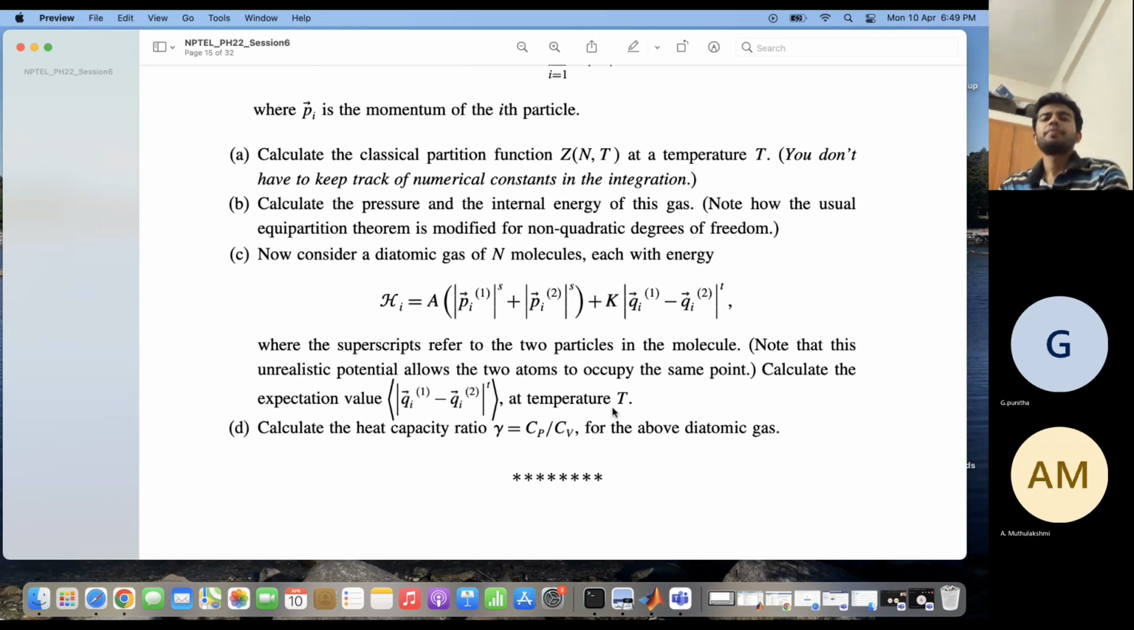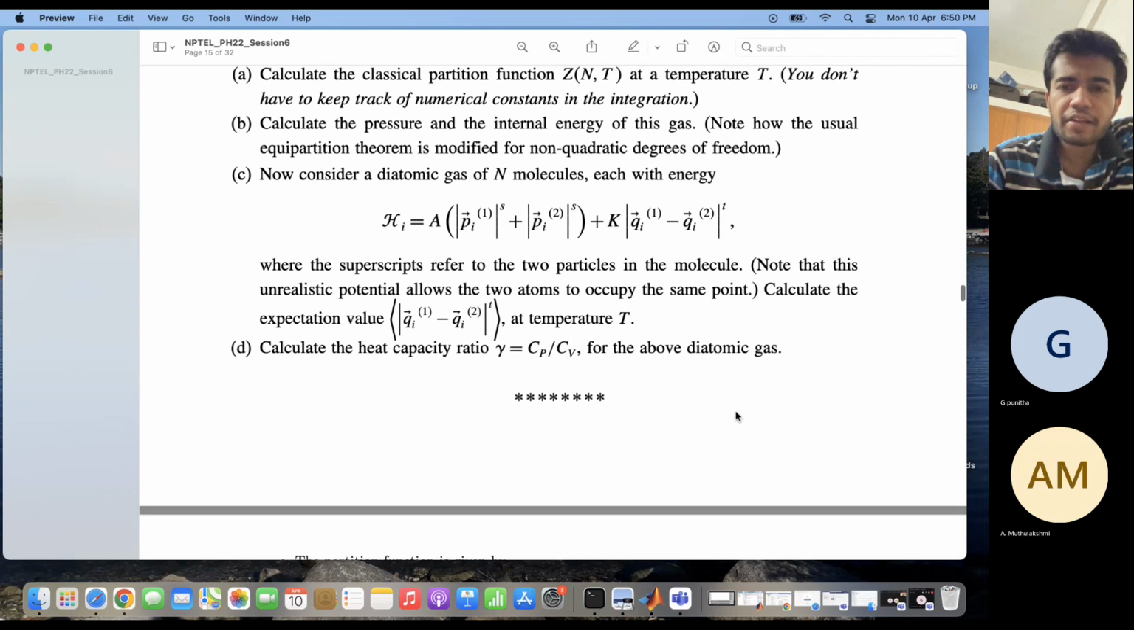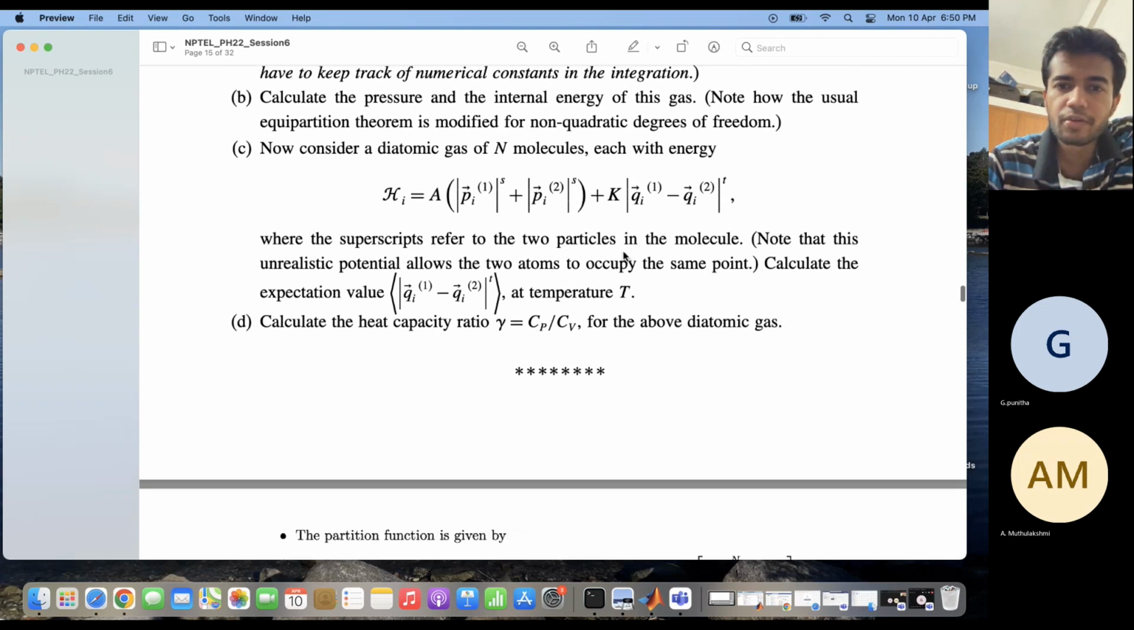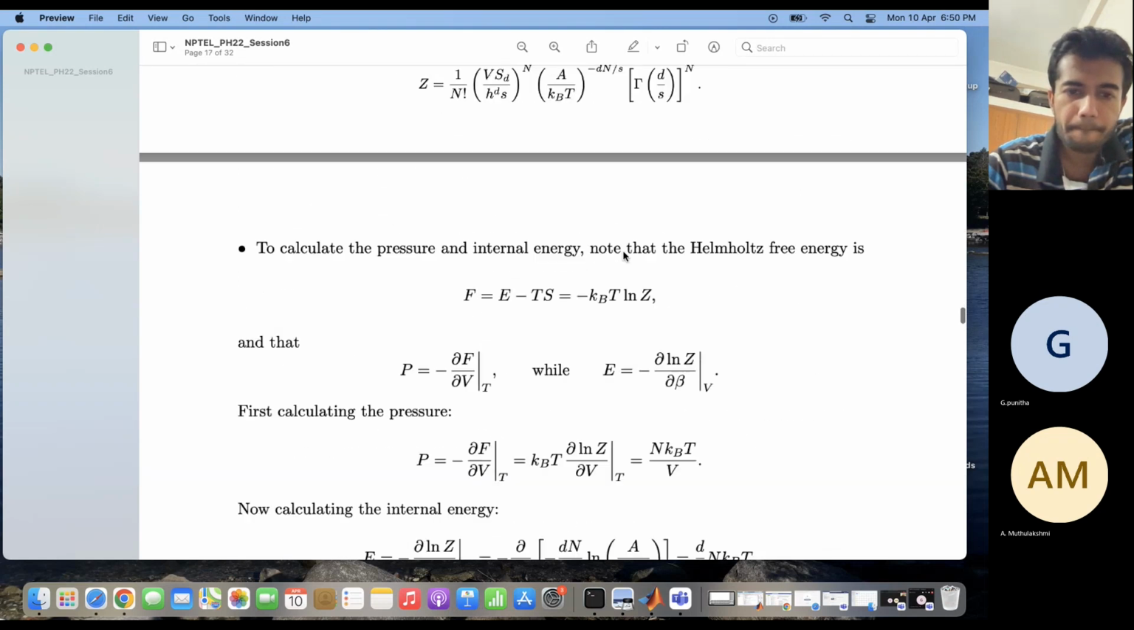Okay, so once we obtain the particle partition function, we have to calculate the pressure and the internal energy of this gas. And an interesting thing to note is how the equipartition theorem gets modified for non-quadratic degrees of freedom.